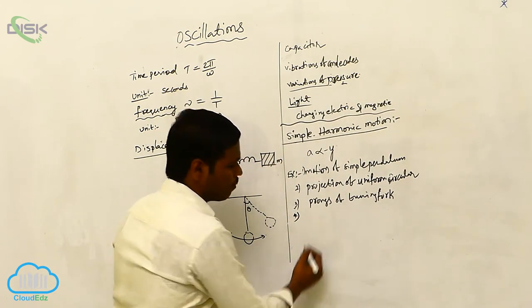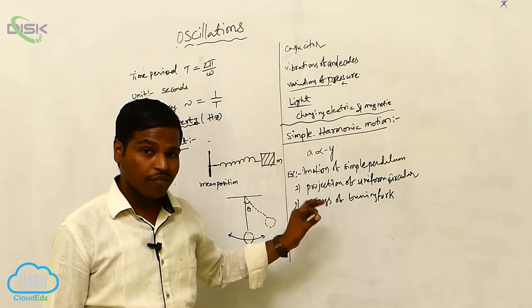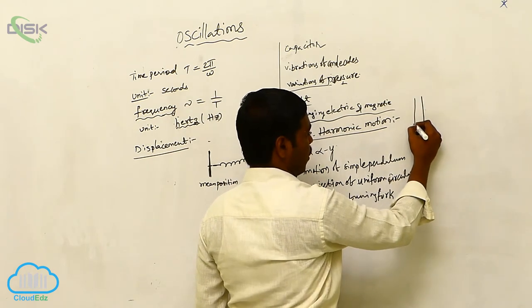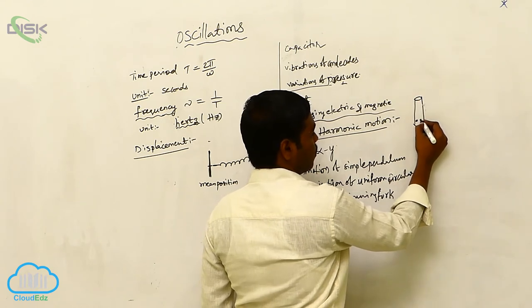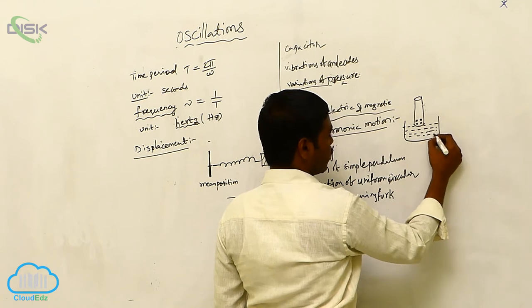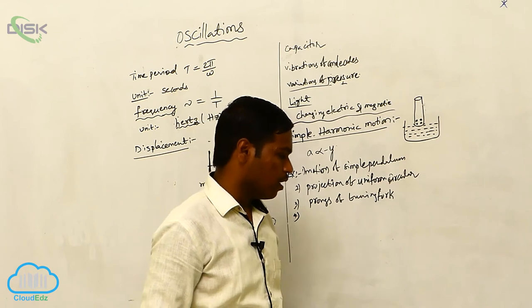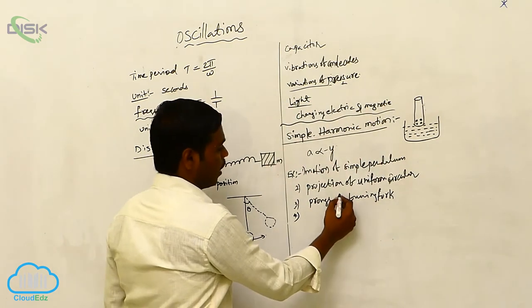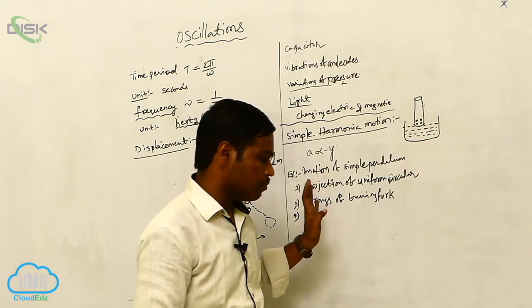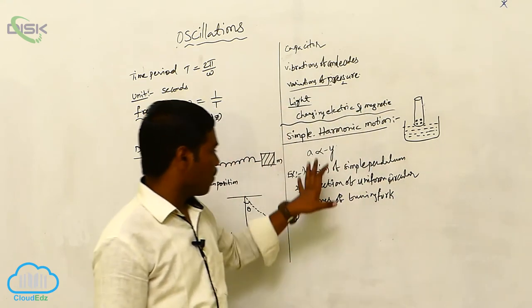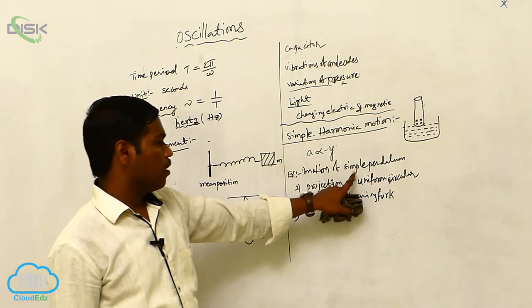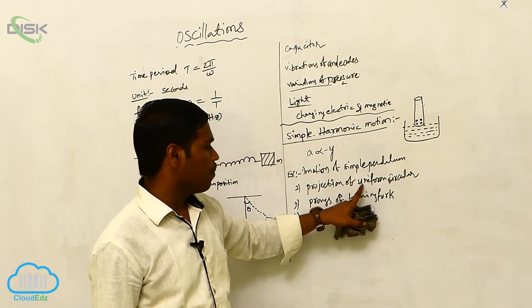And if we observe a test tube, for example, if we take some lead shots in this test tube and place it in water, then the motion of the test tube is also an example of simple harmonic motion. And the oscillations of a liquid column, if we take some water in a test tube, are also examples. These are some examples of simple harmonic motion. Now we are going to discuss the projection of the motion of an object in uniform circular motion.